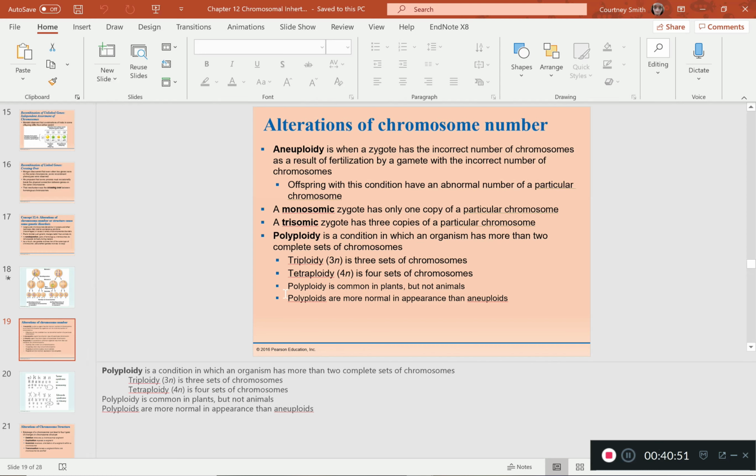And then ploidy just means that you have more than two sets. So you have triploidy, which is 3 sets of something. Tetraploidy means that you have 4 sets of something. So that's just the vocab. Now let's actually talk about the disorders.